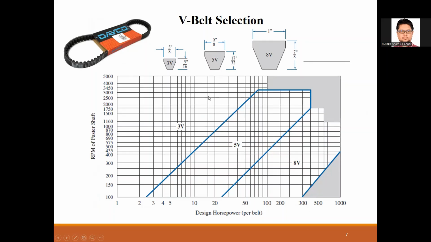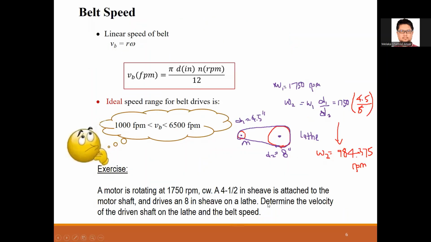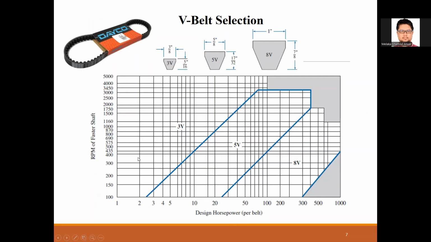Strand is spelled S-T-R-A-N-D. Okay, for the faster shaft, which is the input, 1750 is this one. And this question doesn't mention the horsepower you want to transmit. So just say you want to transmit 10 horsepower at 1750. You are actually in this region, the 3V region. So this is the kind of belt cross section that you can use.